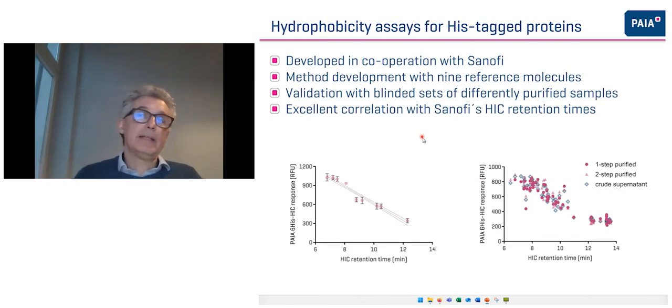So now let's transition over to the assays that we have for the his-tag proteins. And this here is the first example. That's the hydrophobicity assay that we developed in cooperation with Sanofi. This project had two stages. In the first stage, we got 9 reference molecules from Sanofi together with the retention times that they had measured for those molecules. And we developed an assay which gave us this pretty linear relationship. Again, here, correlation of high retention times with low fluorescence counts. So the same thing that you've seen on previous slides.